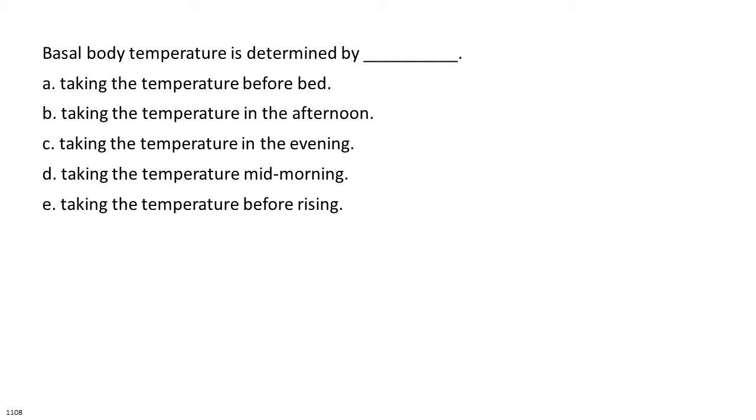Basal body temperature is determined by dash. A. Taking the temperature before bed. B. Taking the temperature in the afternoon. C. Taking the temperature in the evening. D. Taking the temperature mid-morning. E. Taking the temperature before rising.